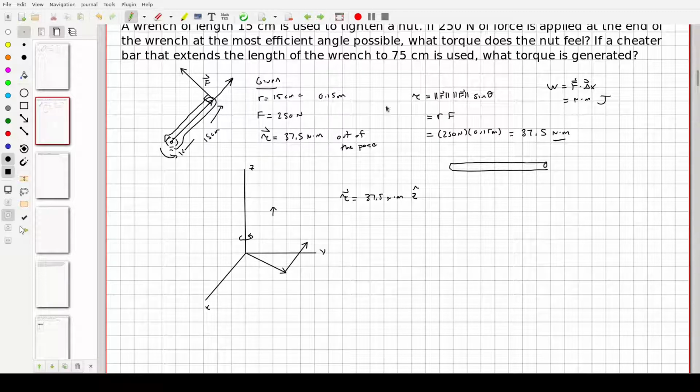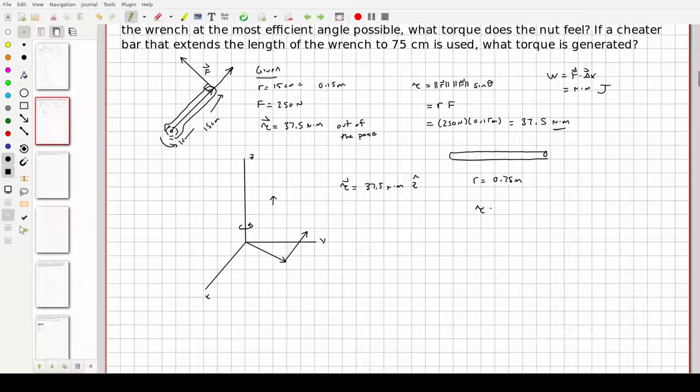So in this situation, the only thing that's changing is where we're applying the force, where R is. In this case, R would be 0.75 meters, or 75 centimeters. So the torque in this case would be 250 newtons times 0.75 meters. And if you do the math, it is 250 times 0.75, 187 and a half. The direction being out of the page.